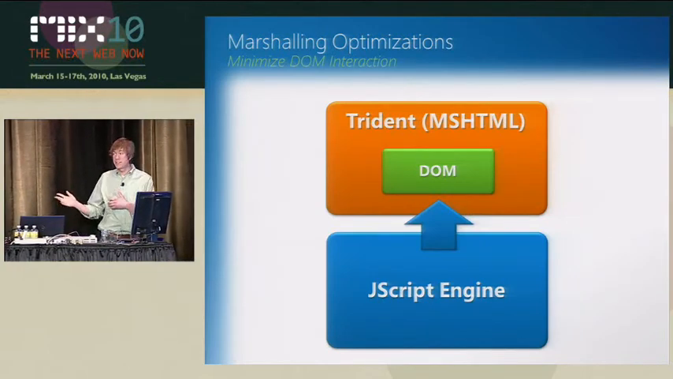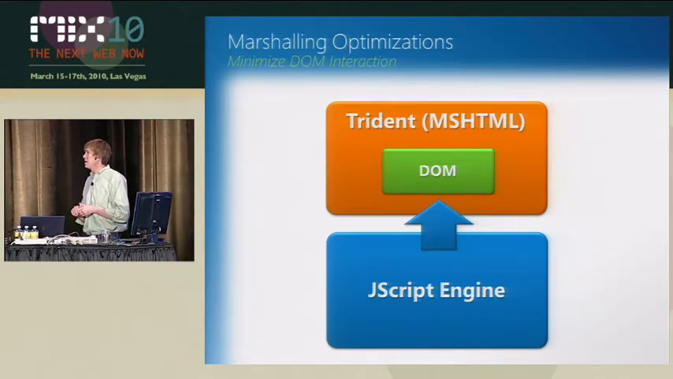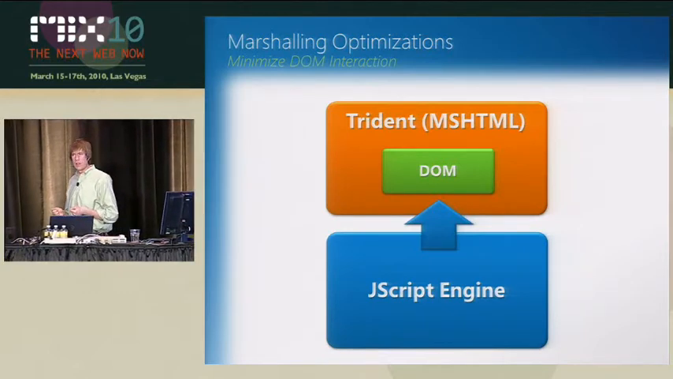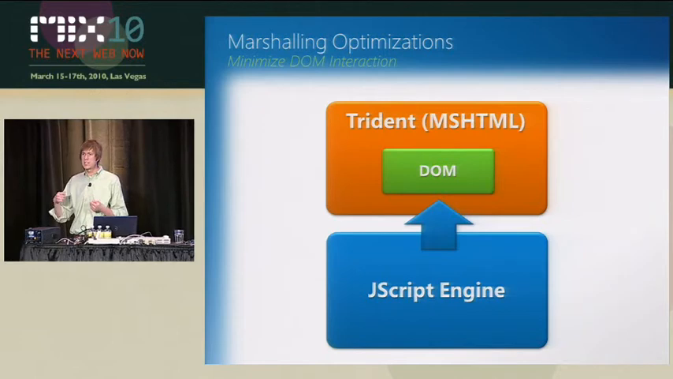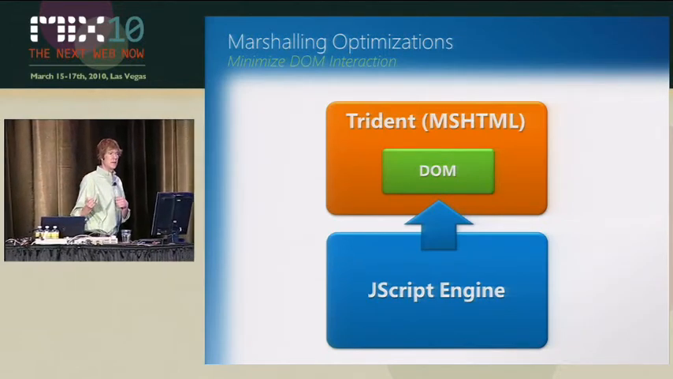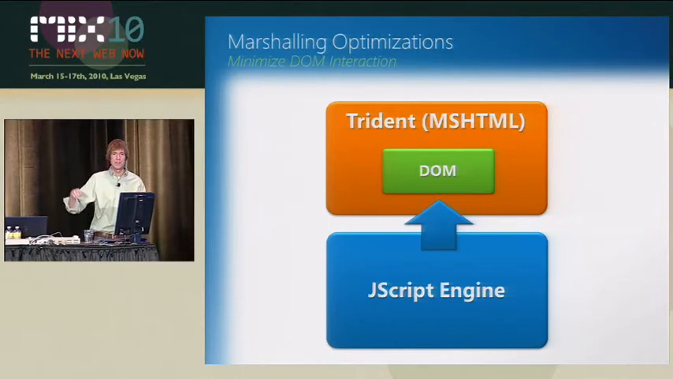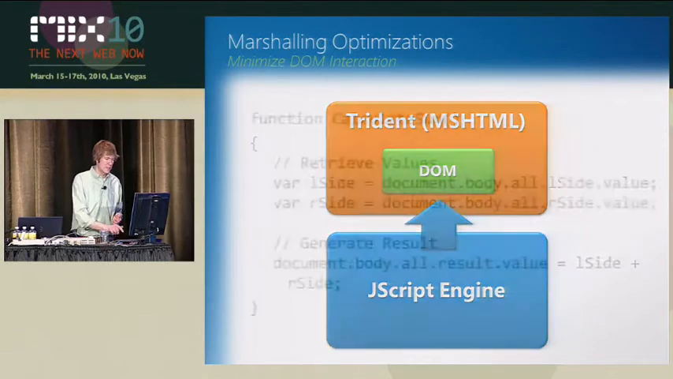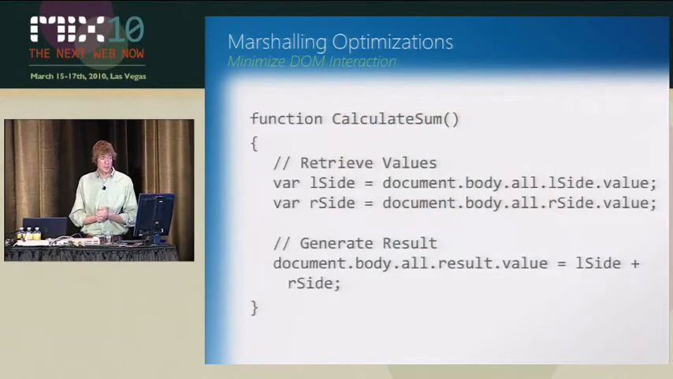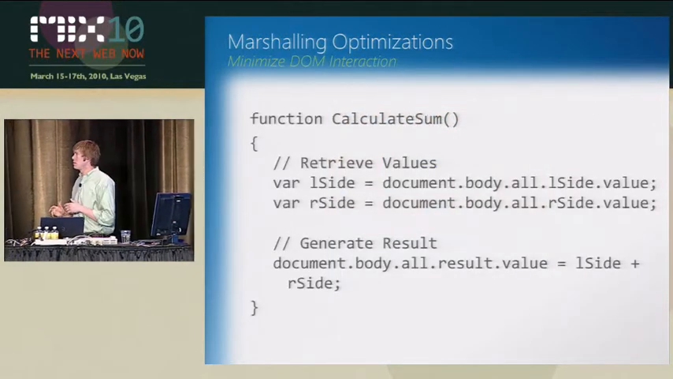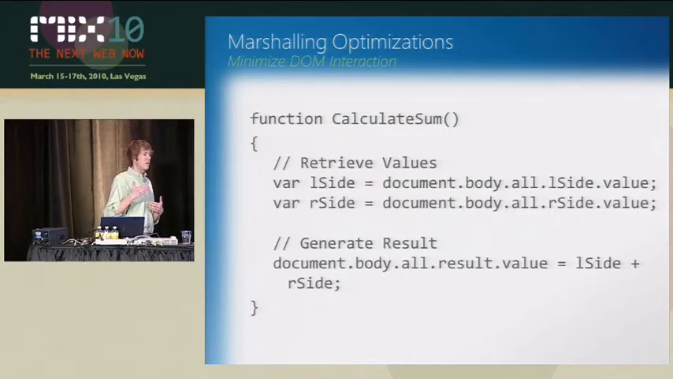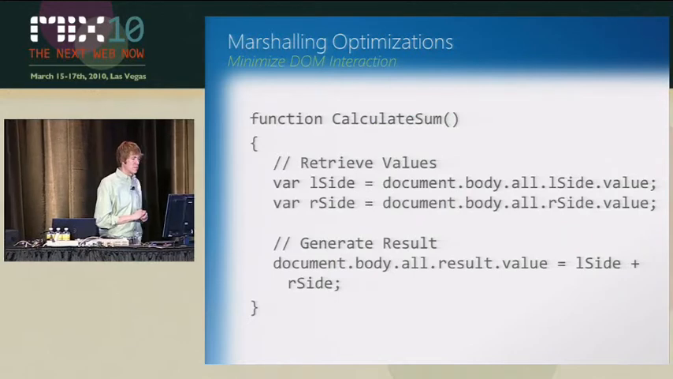One of the analogies that we use on the team is that crossing this boundary is kind of like crossing a toll bridge. Each time you cross that toll bridge, it costs a little bit more money. And so you really want to minimize the number of trips that you have to take from one side of town to the other to save money or improve performance. The best practice is really to minimize the number of DOM interactions that you make from JavaScript.